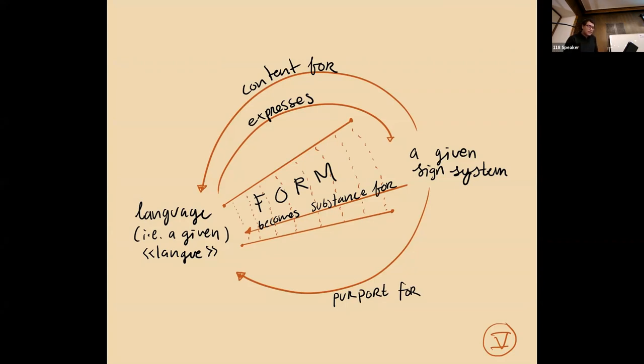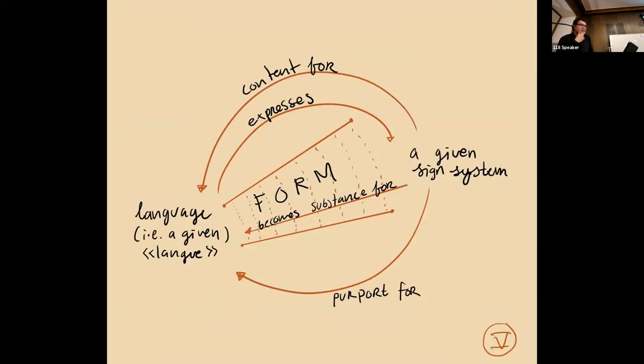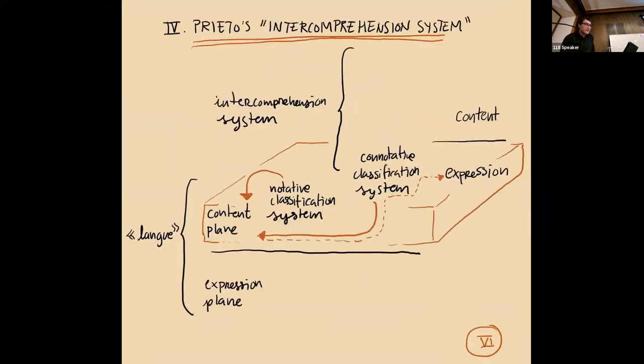So my proposal is that the distinction between modeling systems and semic structures, but probably also semiotic structures in general, is that they differ in the constitutive movement that creates them. So I will explain this. In order to explain what I mean, I need first to tell you that my proposal is based on Prieto's notion of intercomprehension system. For Prieto, the content plane of a sign system, and Prieto precisely uses the term semiotic structure, that's why I use it also.